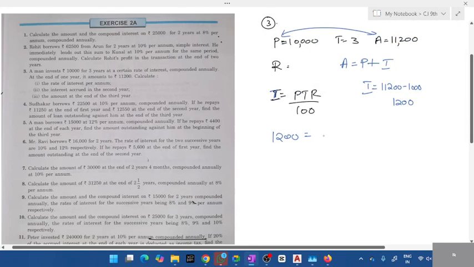Rate is 4%. P is 10,000 into time is 1. Look, time is 1. Don't take it as 3. What did you take, Ruth? No, this is not simple interest, it is compound interest, right? It is 1. Can you see what they have given? Find the rate of interest per annum. This is yearly based calculation. This is not simple interest.